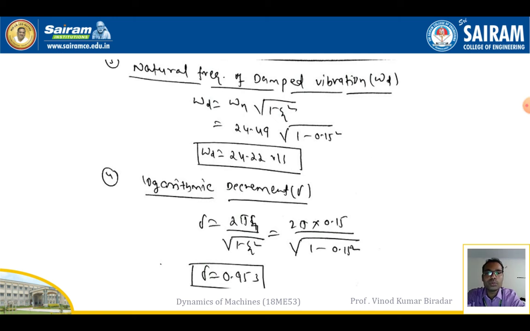Already I told you the formula: omega d is equal to omega n into square root of 1 minus zeta square. We calculated omega n, and zeta also we calculated. Just substitute, and we get omega d is equal to 24.22 radian per second. That is the damped vibration.